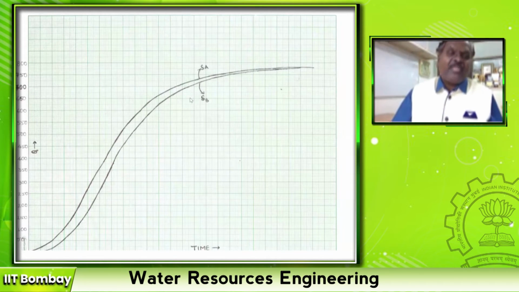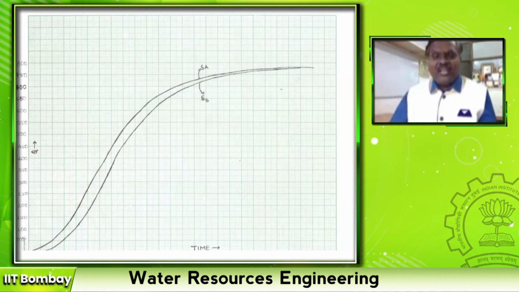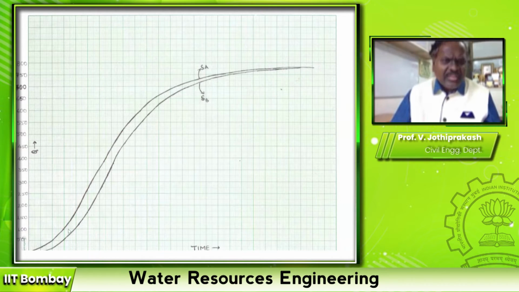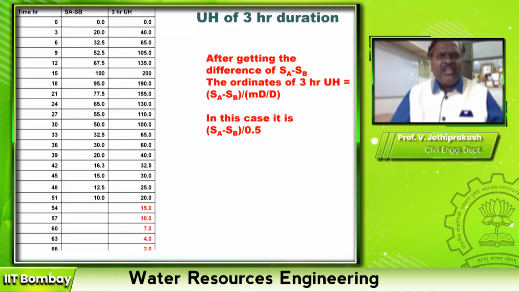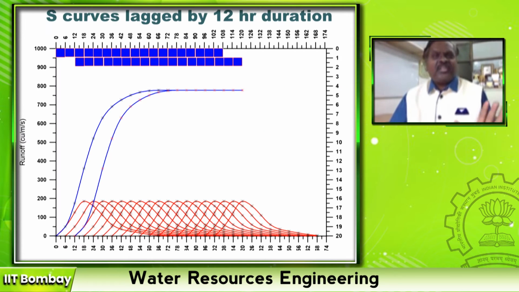So SA minus SB. If your scale is smaller and smaller, at the recession limb you will have a curvy nature, not a straight line. So take a large scale. Find out the vertical difference at every 3 hours because you want a 3-hour unit hydrograph, right? So SA minus SB is this much. Divide it by MD by D, that is 3 by 6, which is nothing but 0.5. Okay. So this will give you the unit hydrograph of 3-hour duration.